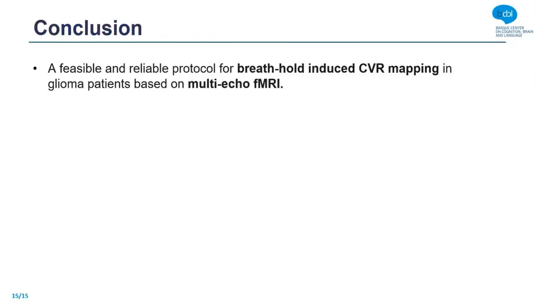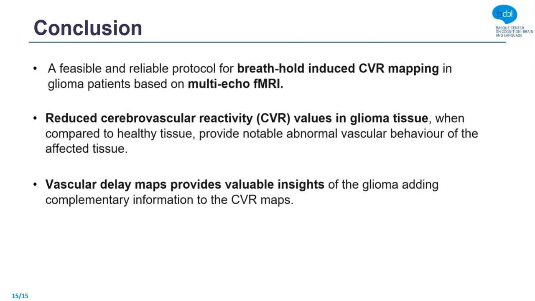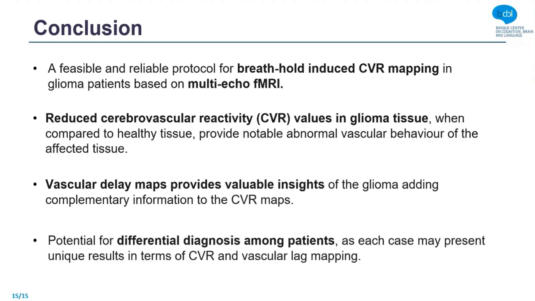Here we can conclude that a multi-echo fMRI breath hold task is feasible and reliable, and can give us CVR mappings in patients with glioma. We could also see reduced CVR values in glioma tissue compared with healthy tissue, showing abnormal vascular behavior in the affected tissue. The vascular delay maps provide valuable insights, adding complementary information to the CVR maps. And it's important to take into account the potential for differential diagnosis among patients, as each patient can present a unique result in terms of CVR and vascular lag. Thank you.